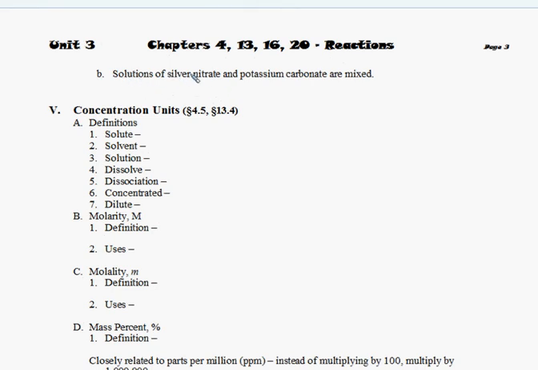One more is the solutions of silver nitrate and potassium carbonate are mixed. So again, you're just going to write your silver nitrate formula. You're being told it is a solution, so that's going to be aqueous. And then we've got our potassium carbonate, also a solution. And if you notice, we've got just 2 ionic compounds, so this is again going to be double replacement. So we're going to join our potassium to the nitrate ion, and we'll join our silver to the carbonate ion.